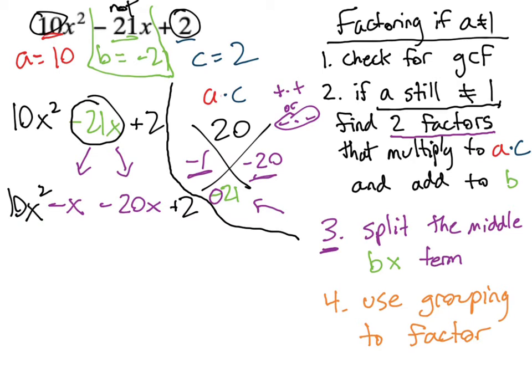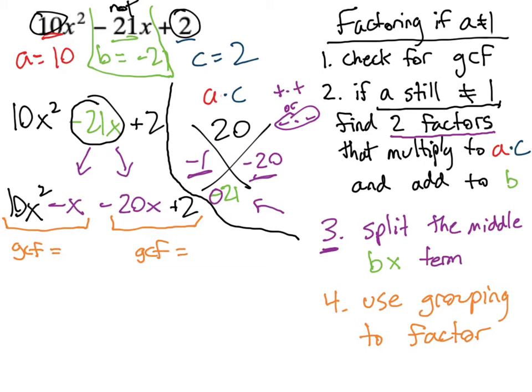So what we've done is we've taken our trinomial, our three terms, and now split them into a polynomial that has 4 terms. That's helpful because we have a method we can use to factor 4-term polynomials. We can factor by grouping. So we'll split this into 2 groups of 2 and look for a common factor in each group.